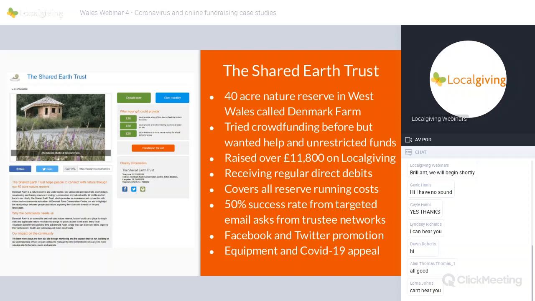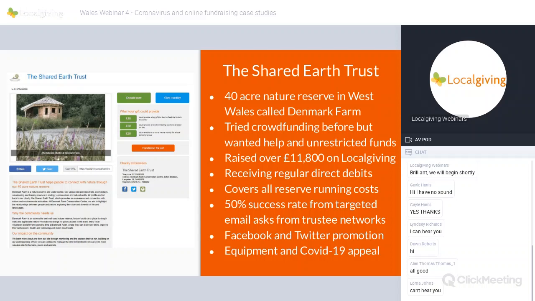And they also do Facebook and Twitter promotion. They've done appeals along the way as well, either for specific equipment or most recently a COVID-19 focused appeal where they've said that they're not getting any income because nobody's able to visit the farm, and that they've needed to raise additional money for their running costs, and keep the online fundraising going to support them during this time. So they did really well through that appeal as well.